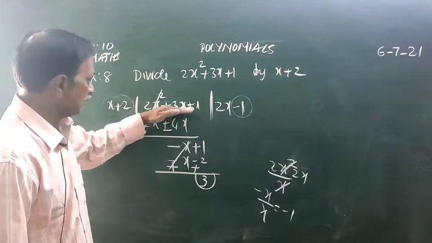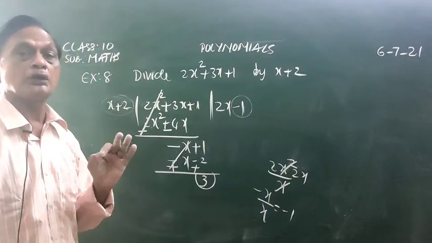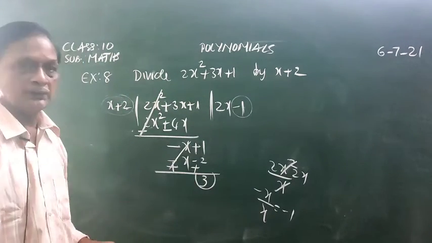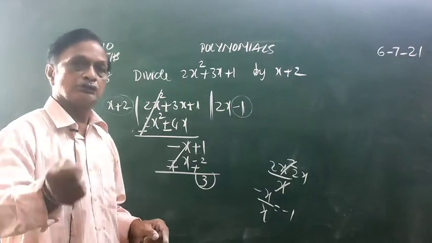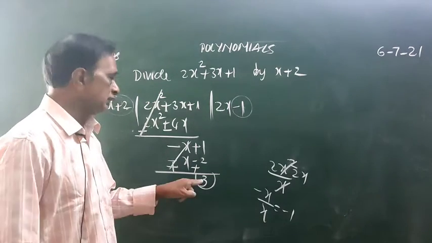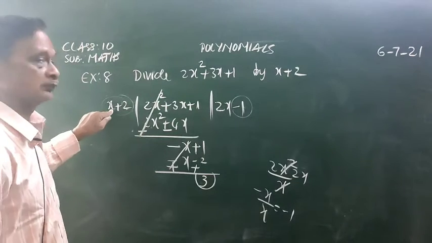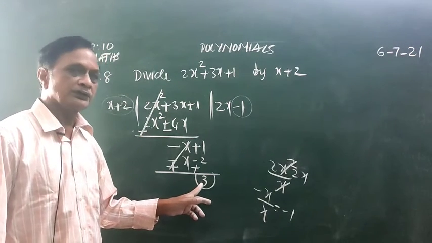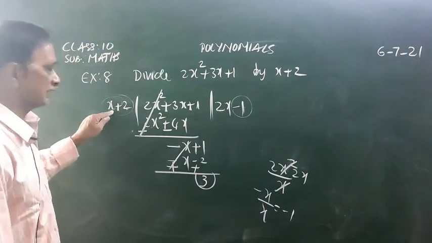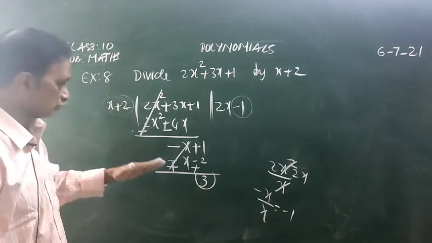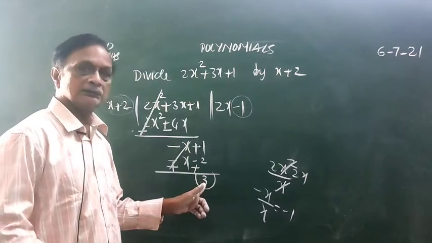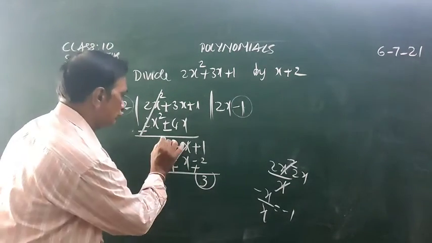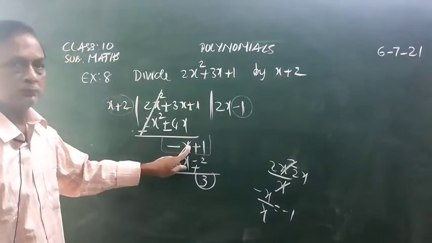So while you are dividing a polynomial by another polynomial, you have to follow a rule. You have to continue the division until we get the remainder either 0 or the degree of the remainder is less than the degree of the divisor. Here we got 3 as the remainder. What is the degree of 3? 0. And what is the degree of x plus 2? 1. So we have to stop the division because the degree of the remainder is less than the degree of the divisor.